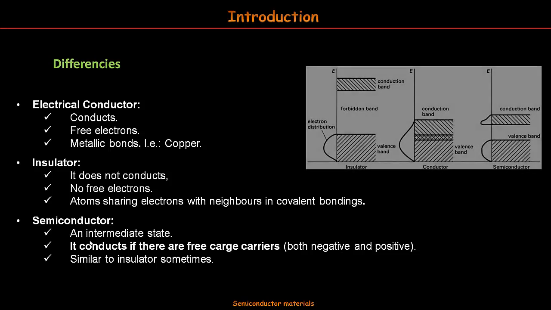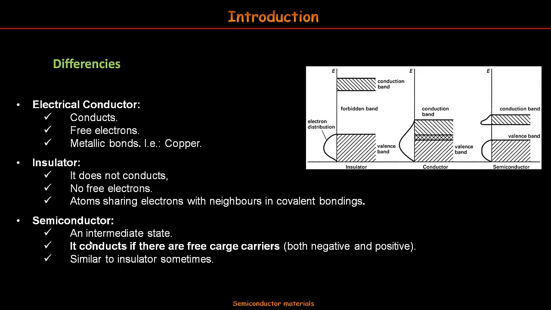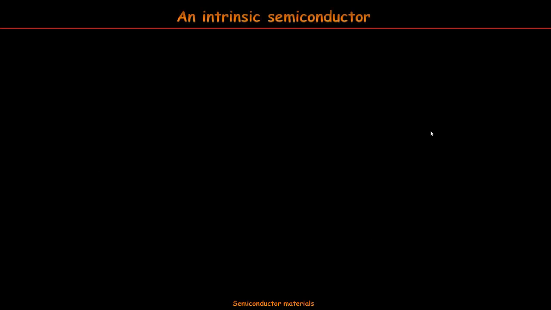Let's see the energy diagram. There is a huge gap between the valence and conduction band for the electrons in an insulator. In a semiconductor, it is smaller. So, in a conductor material, there is no gap at all. Both bands are overlapped. Let's explore an intrinsic semiconductor, as for instance, silicon.